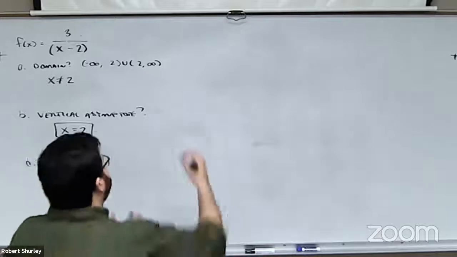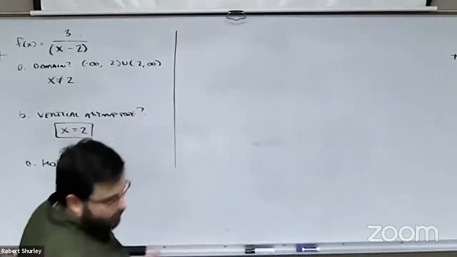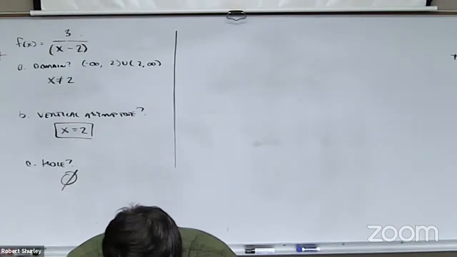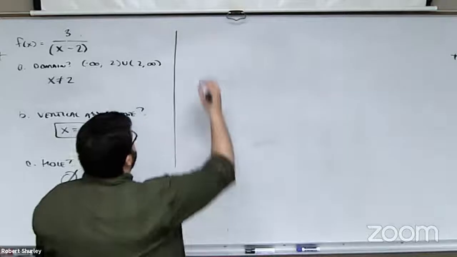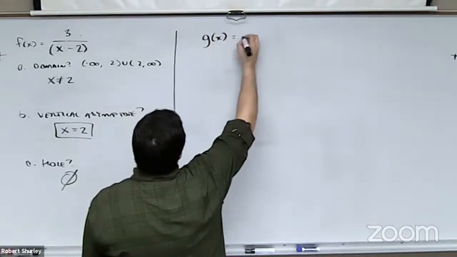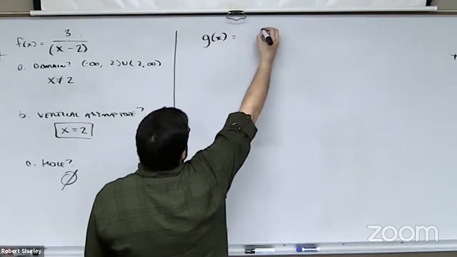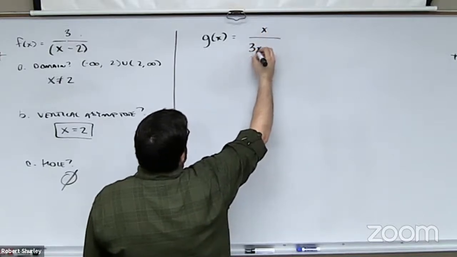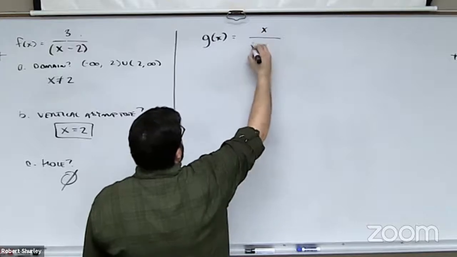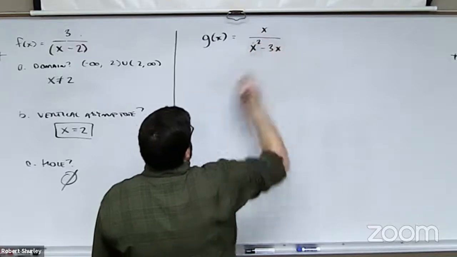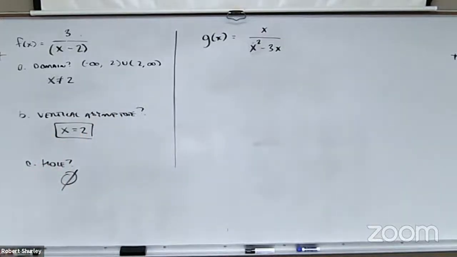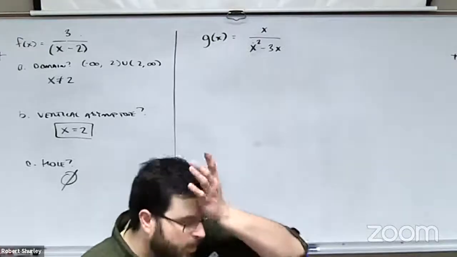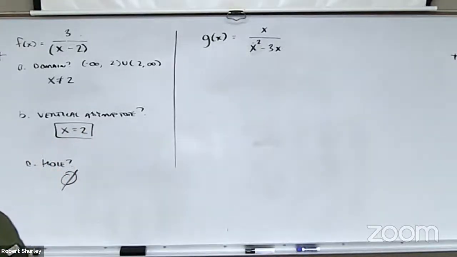So let's do one more of these before we start talking about the horizontal asymptote. So I'm going to steal one from the book here. Ooh, man, my back hurts. Yeah, this is g of x equals x over x squared minus 3x. This is just an example. It's not really in the book. I'm just kind of making it up, though, but it would fit in the book.